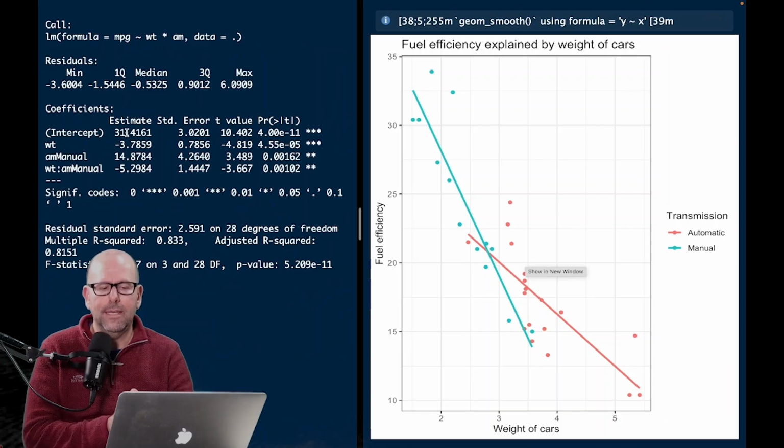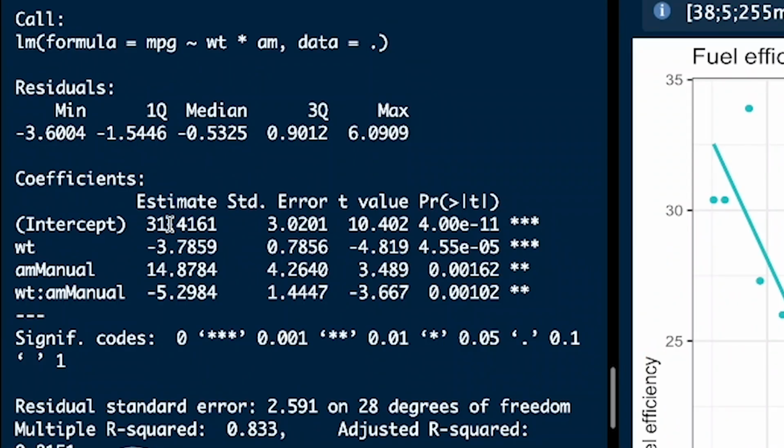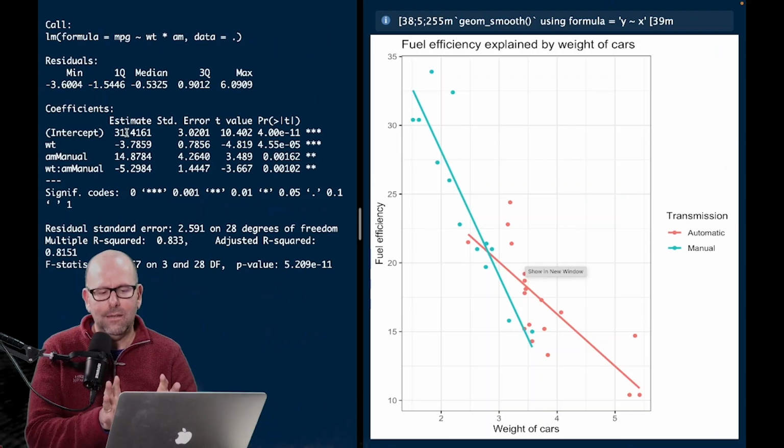Now, the last line is the interaction of the weight of car with AM manual. And what does that mean there? It means that for manual cars, with every incremental increase of 1 unit of weight, there would be a decrease in fuel efficiency of 5.3, or 5.29, compared to if the car was automatic. Okay, I know that's quite a lot to get your head around, but if you think that sentence through in the context of the plot on the screen, it'll make sense. So that's the interaction of weight and transmission on fuel efficiency.